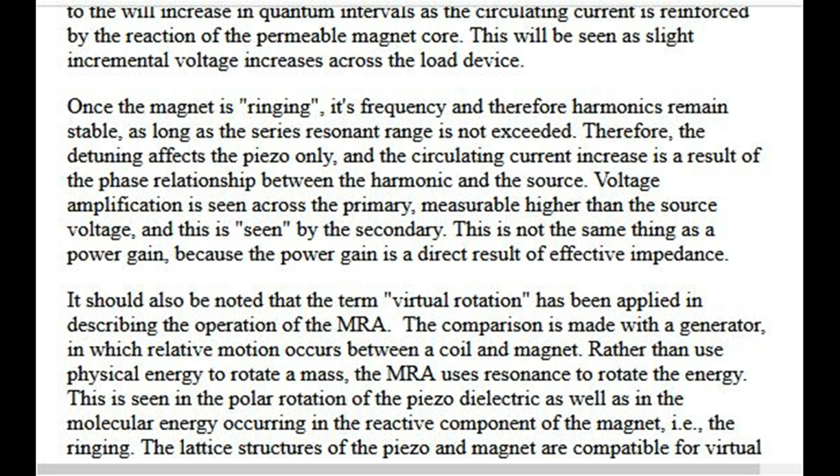Voltage amplification is seen across the primary, measurably higher than the source voltage, and this is seen by the secondary. This is not the same thing as a power gain, because the power gain is a direct result of effective impedance. It should also be noted that the term virtual rotation has been applied in describing the operation of the MRA. The comparison is made with a generator, in which relative motion occurs between a coil and magnet.